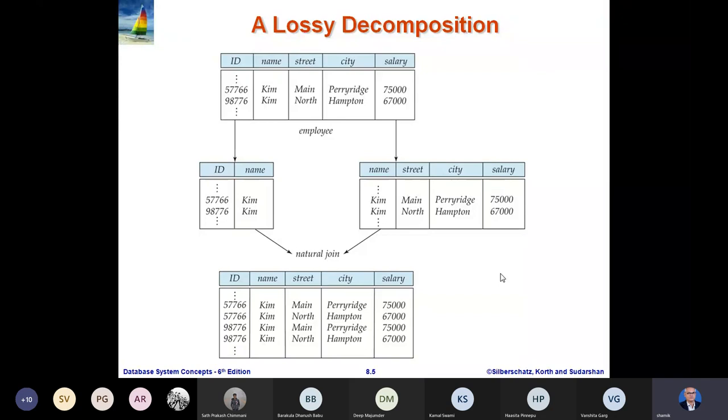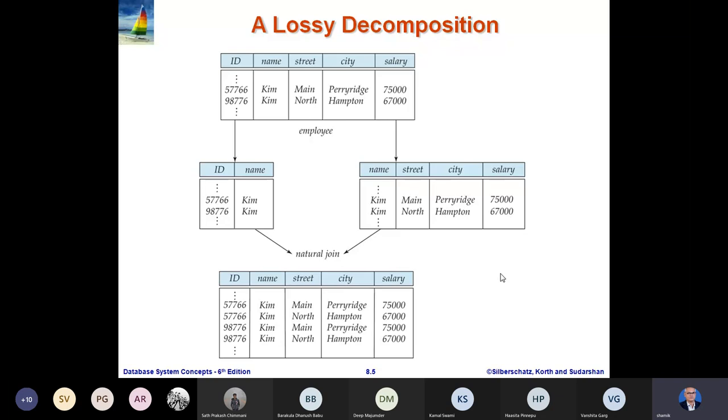And then after we had done the decomposition and are now trying to get back the original data by joining these two decomposed relations, we are joining on that common column called name due to the natural join, and the first Kim with 57766 will match with both the Kims in the second relation, and the second Kim with 98776 as ID also will join with both of the rows in the right hand side relation, and then we get back 4 rows, whereas originally there were only 2 rows.